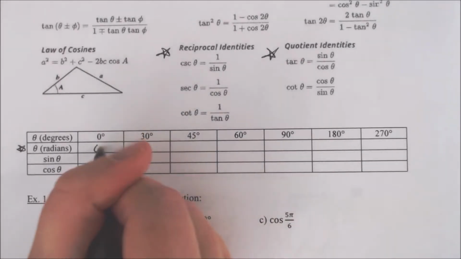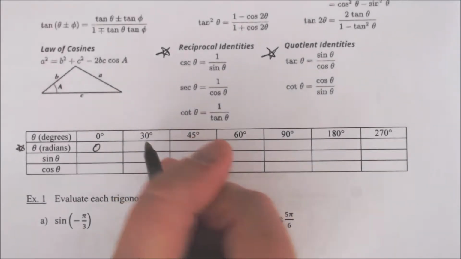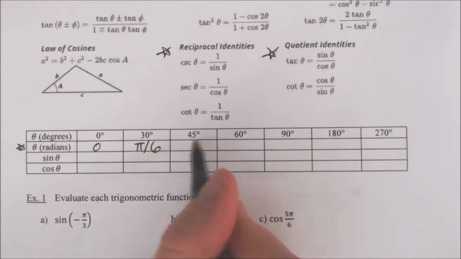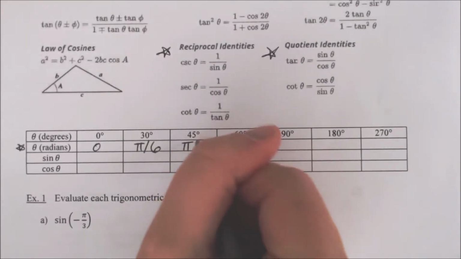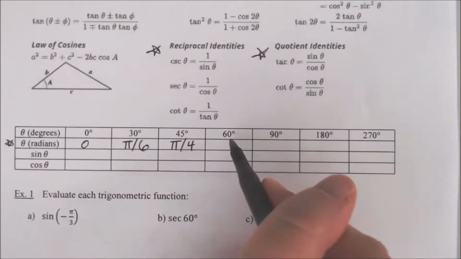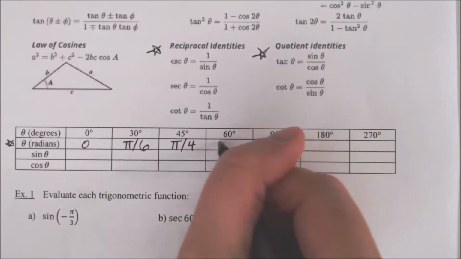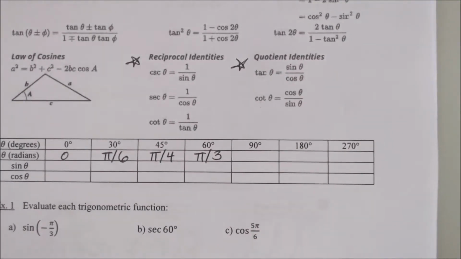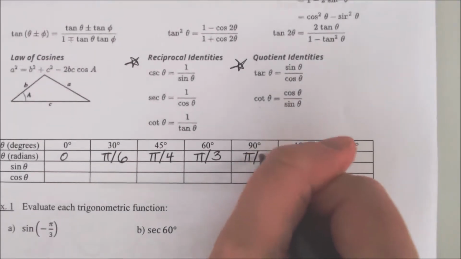So 0, of course, is 0 in radian measure. 30 degrees, remember that's in the first quadrant, that's pi over 6. 45 degrees in the first quadrant is pi over 4. They both have a 4 in it, that's how I remember it. And then 60 degrees is at the top of the first quadrant there, that's pi over 3. And then 90 degrees is on the y-axis, so remember that's at pi over 2.